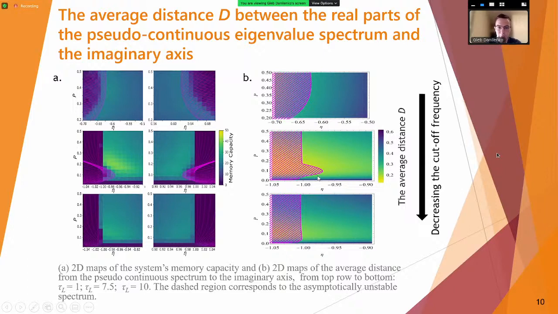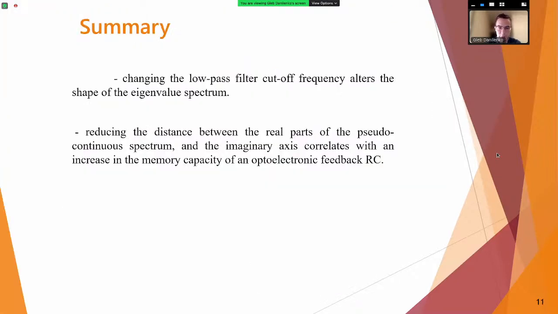An enhancement of memory capacity in the case of negative feedback may be associated with the absence of a resonance between the eigenvalue frequencies and the input signal frequency, and more efficient modulation in the case of positive feedback.